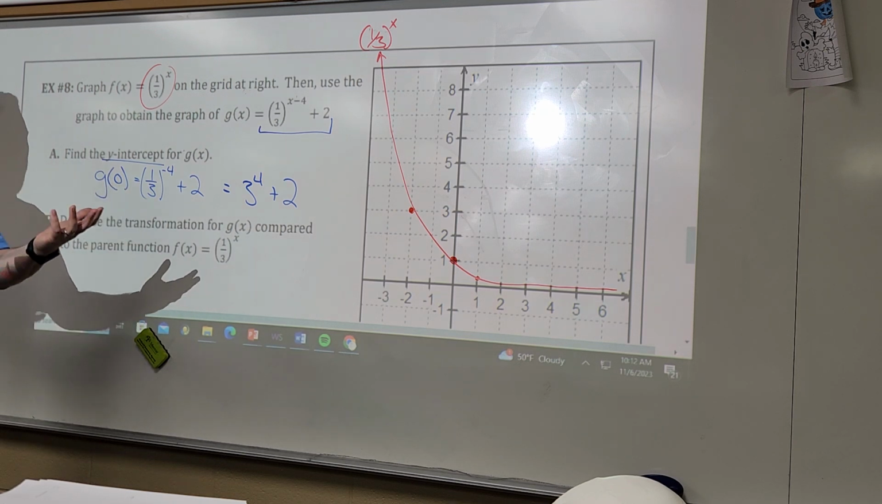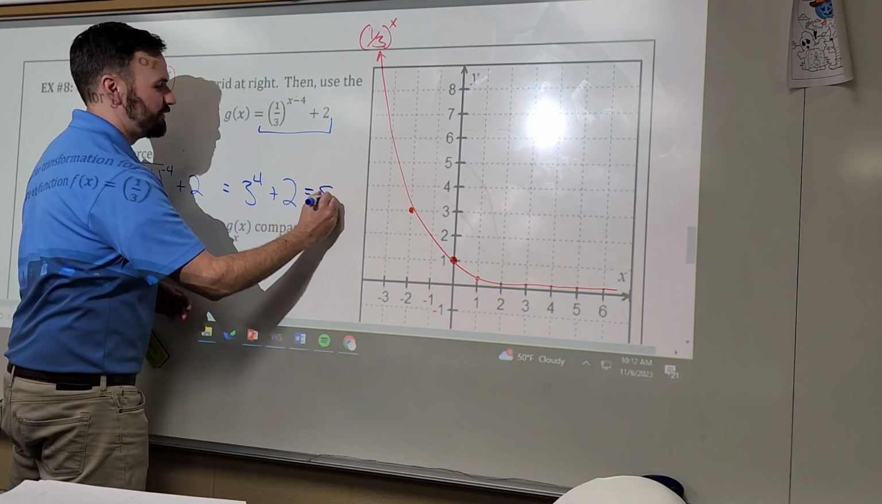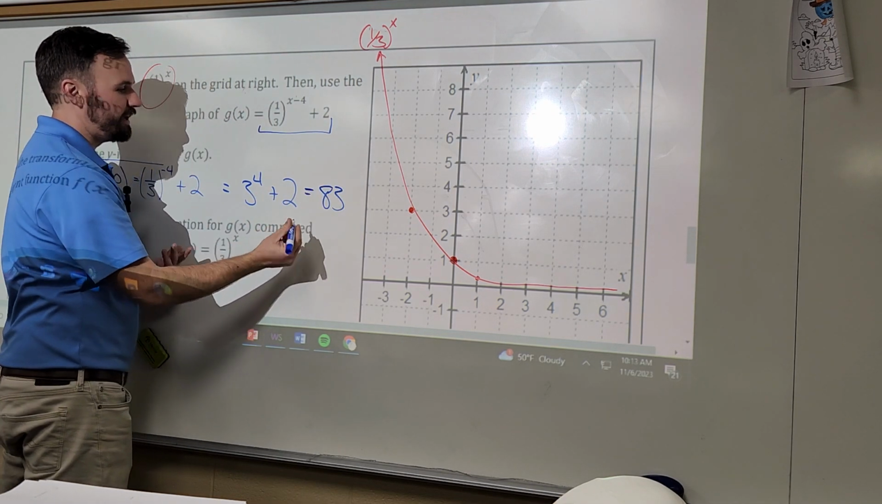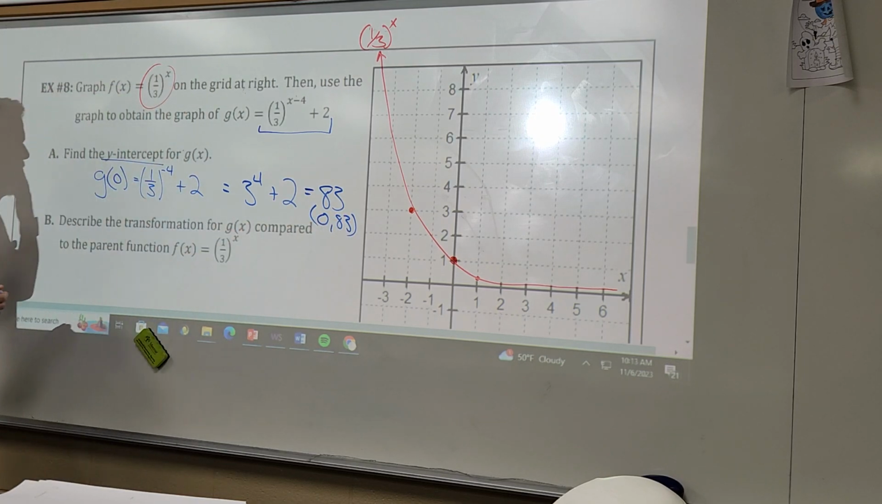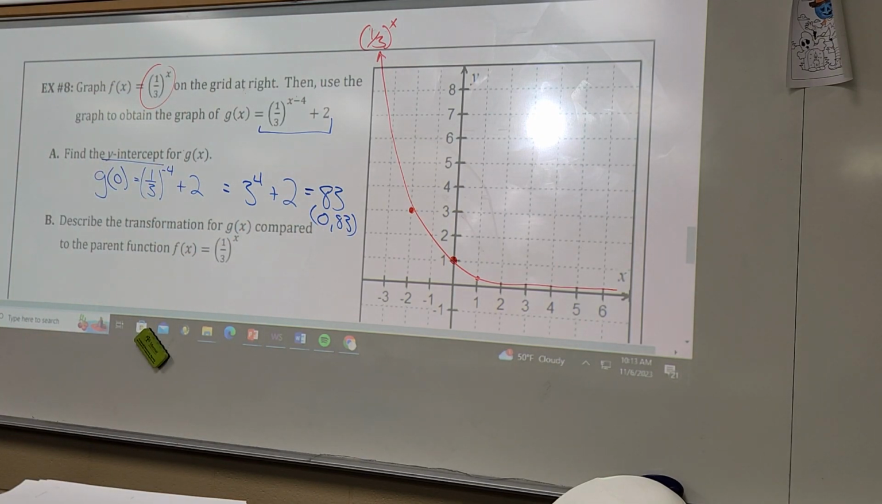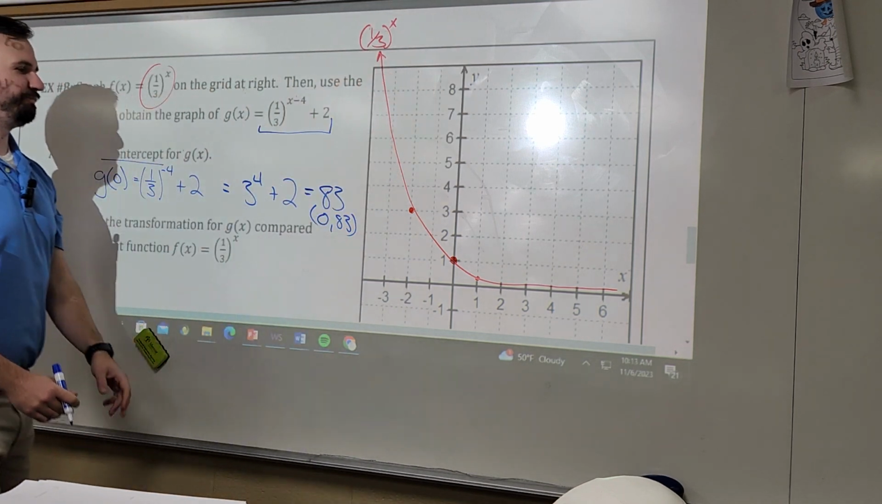3 times 3 is 9, 3 times 3 is 9, 81. So this is 83. So my y-intercept is the point (0, 83), right? Wow. So it's going to be way up there.